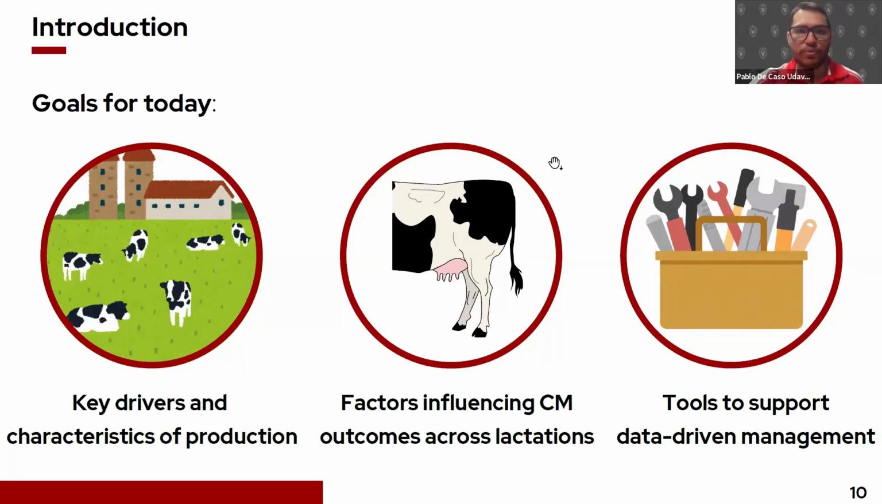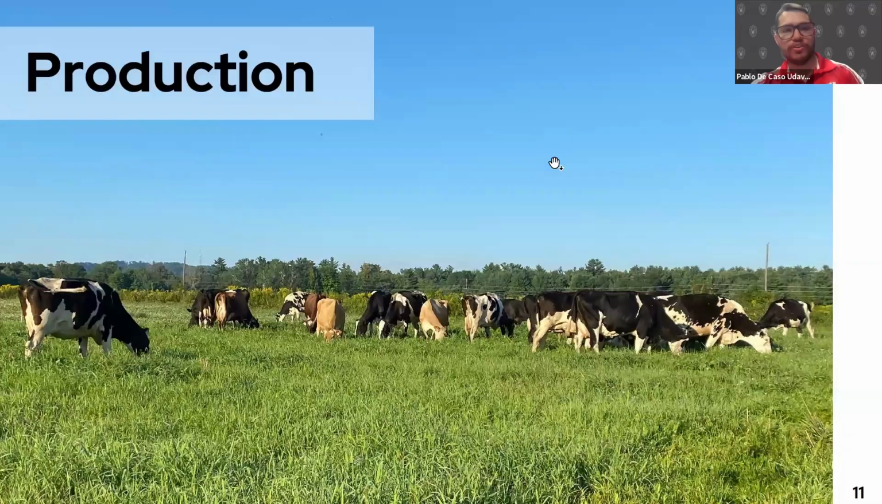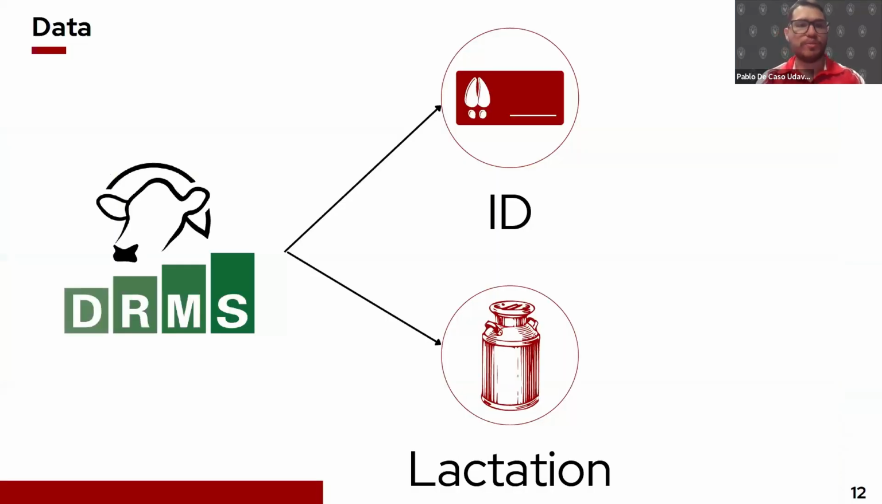So with that, I would like to start with the first topic. We're going to be focusing on production. A first question is where our data comes from. We luckily had a partnership with DRMS, which is Dairy Records Management System. They are based in Raleigh, North Carolina.